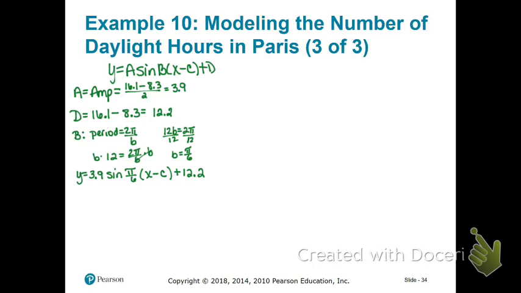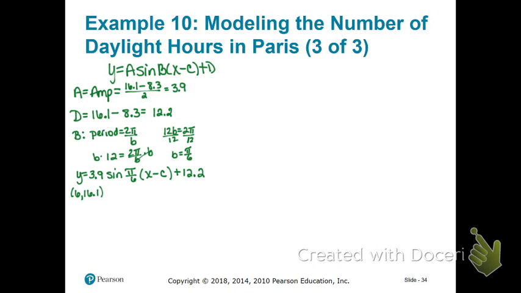Excuse me, so we're going to pick a point. We could pick any of those points, but I'm just going to pick the maximum. And so I'm going to pick the point (6, 16.1) and plug this in. By plugging in an x and a y, it will allow me to solve for c.